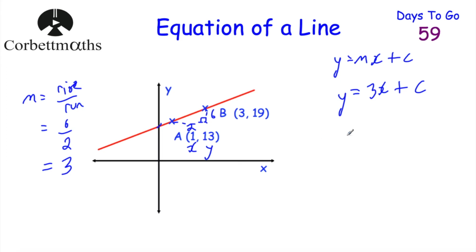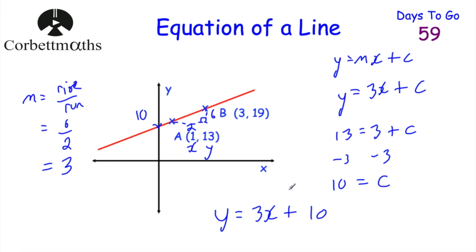So y, that's going to be 13, equals 3x, that's 3 times 1, which is equal to 3, plus c. And then if we take away 3 and take away 3, we get that 10 is equal to c. So that means the graph crosses the y-axis at 10. So that means its equation is y equals 3x plus 10. And if you got that, well done.